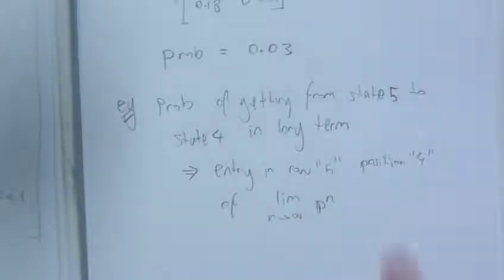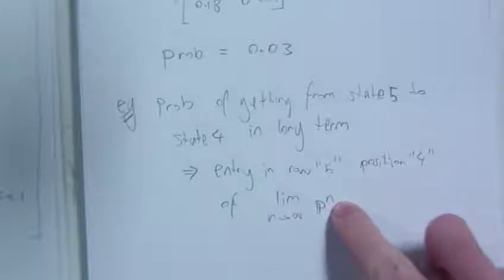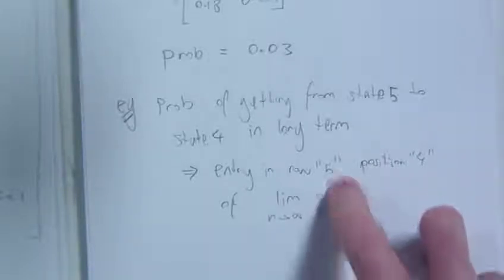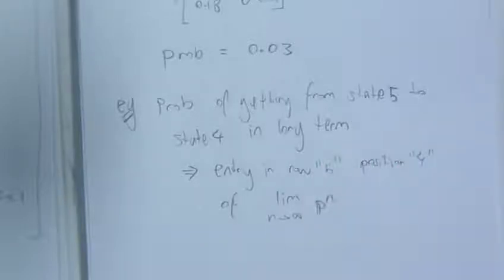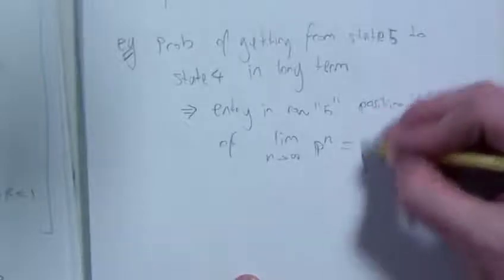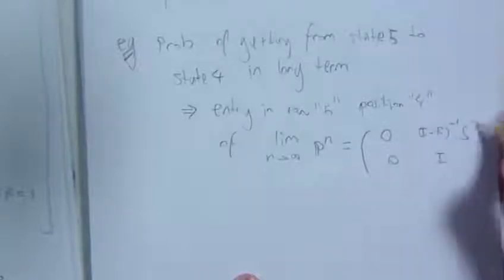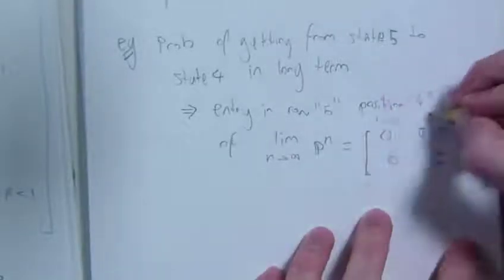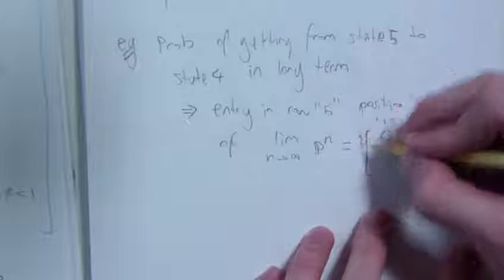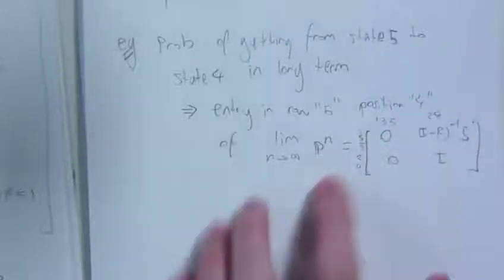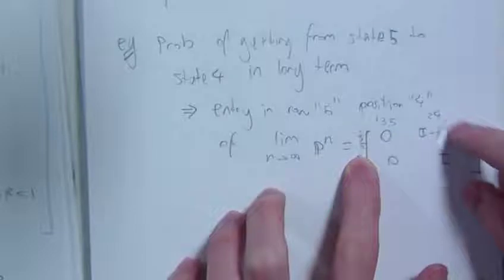Okay, so the limit as n goes to infinity of P to the n is the long-term transition matrix, and I want it in row 5 and position 4. That limit is [0, (I minus R) inverse S; 0, I]. So let's see, this was 1, 3, 5, this was 2, 4, this was 1, 3, 5, and this was 2, 4. So the position I'm looking for is row 5, position 4, which is part of this matrix here.